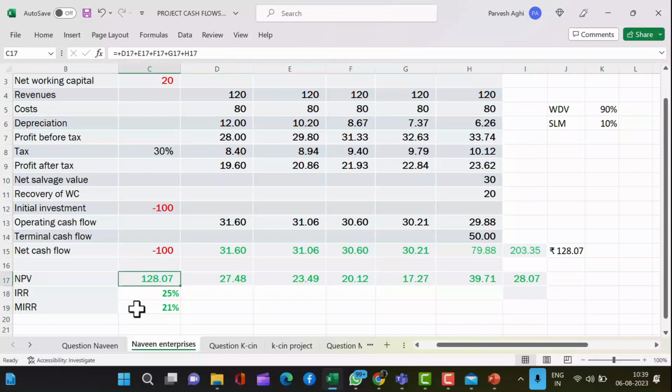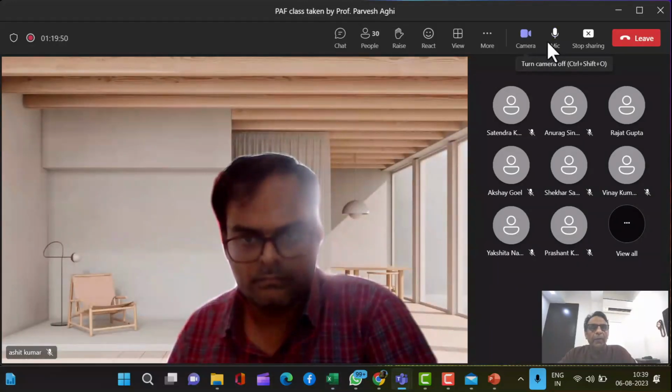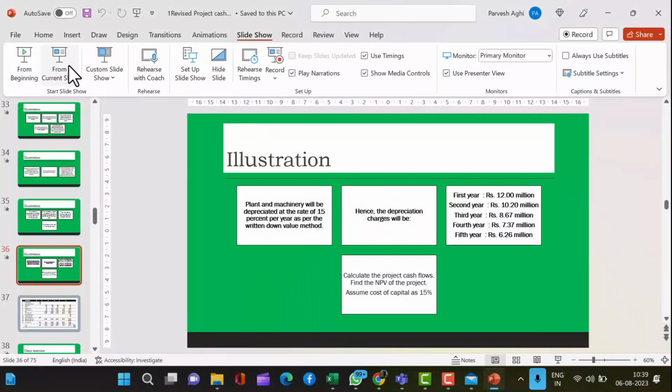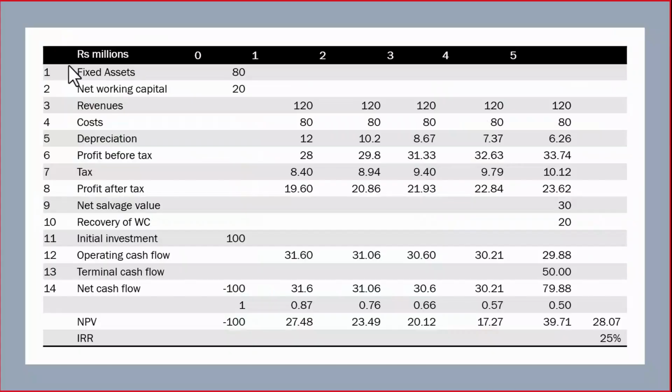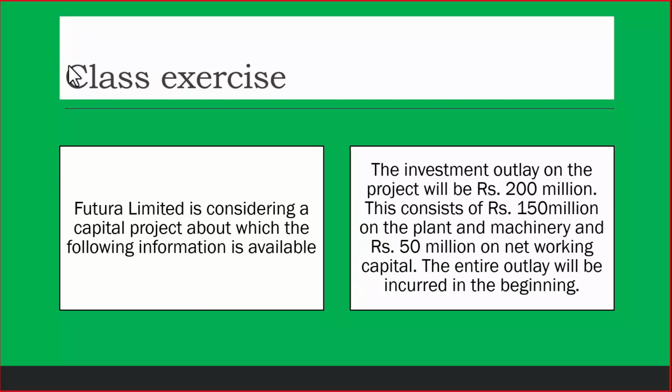Okay, now I'll ask you to open this file, okay? Before we open, we can just do this exercise. This exercise I put as class exercise, okay? Fine. Are you there, Akshay? Akshay?